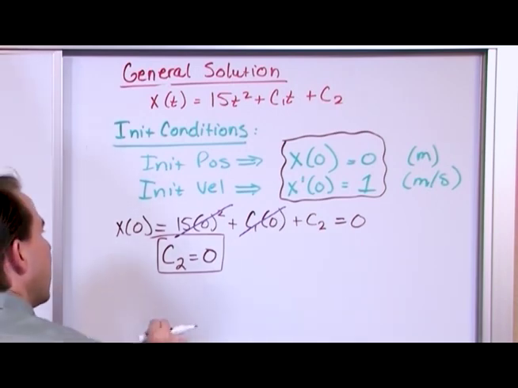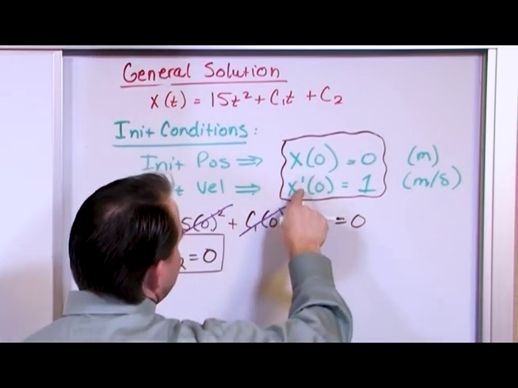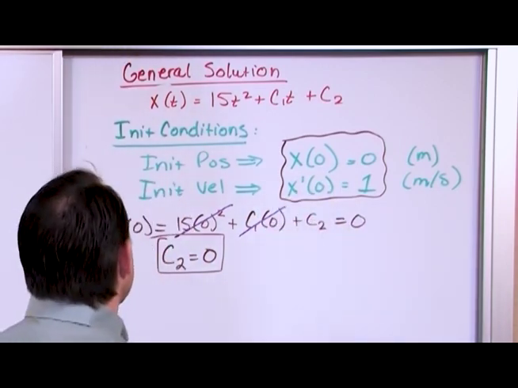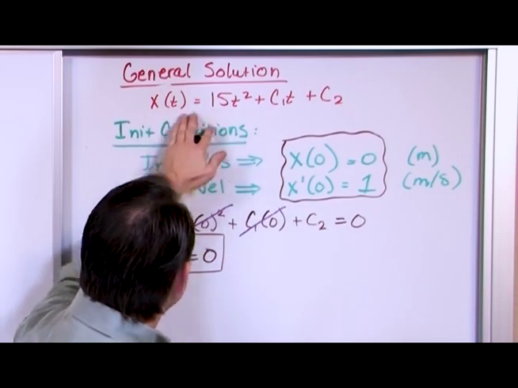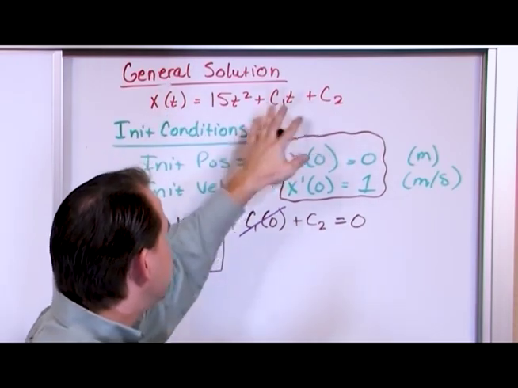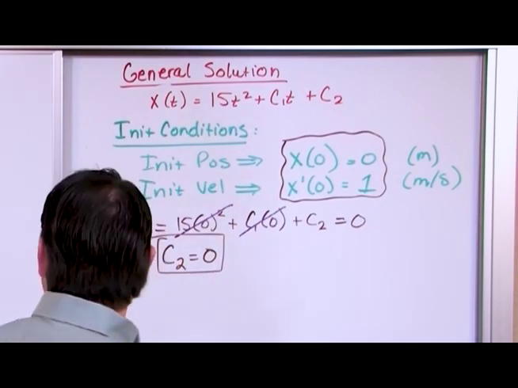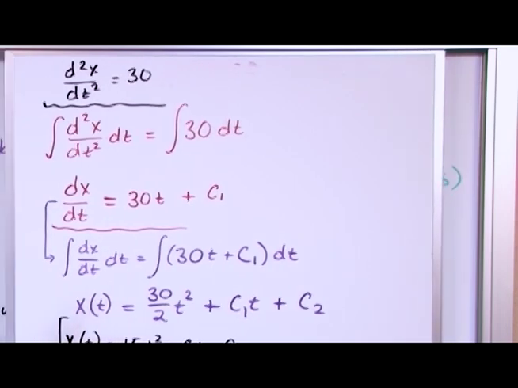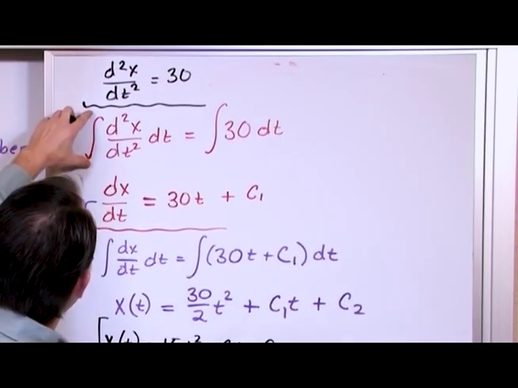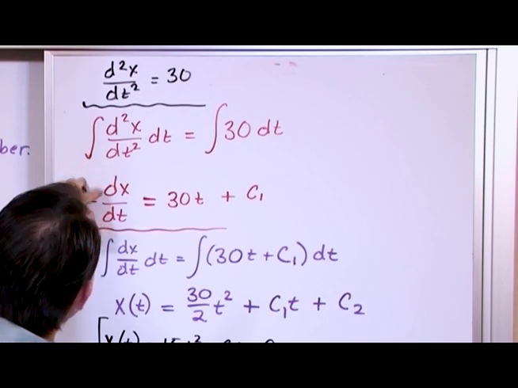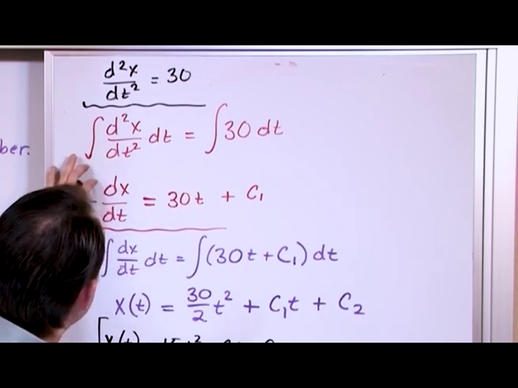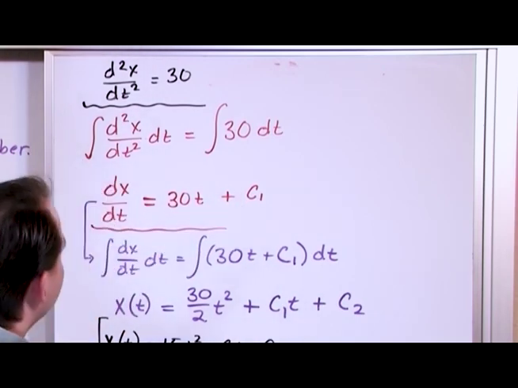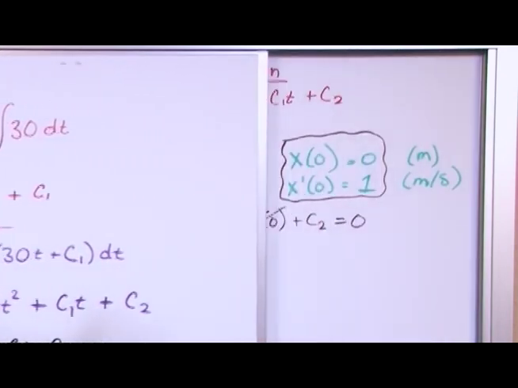Now in order to find the other constant, we need to look at the other initial condition. That's a condition involving the first derivative, which is the velocity as a function of time. In order to plug it in, you need a function for the velocity. This is not a function for velocity. You could take the derivative of this and then use it, but you don't need to because we've already done that. If you look back over here, when we first started our problem, this was the initial problem. We took the integral, we ended up with this. This is the velocity. dx/dt is velocity as a function of time, and we found that it was equal to 30t plus c1. This is the first derivative as a function of time.